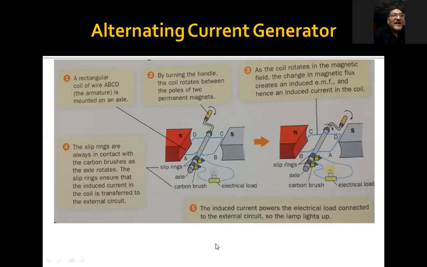I hope that you have understood this basic diagram. We will go into further discussion, and let's move.